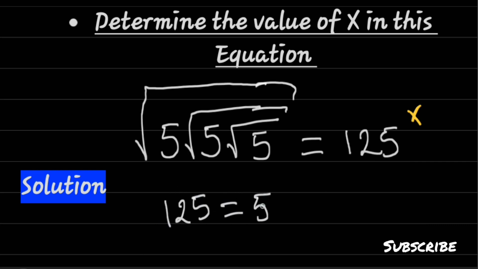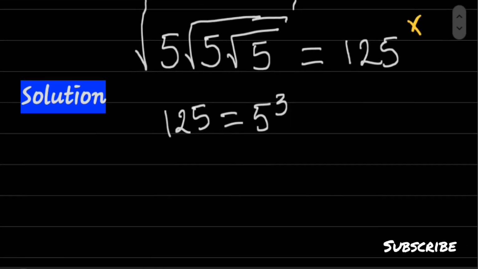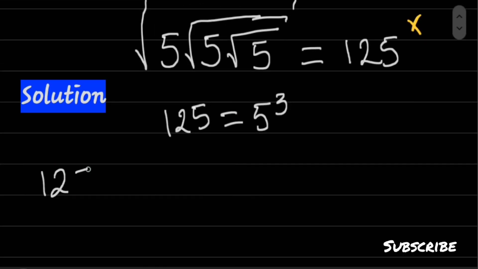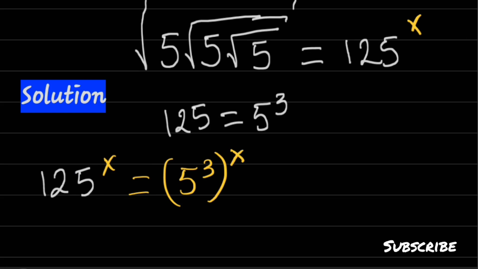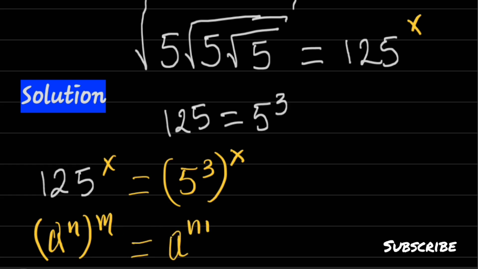Okay, we know that 125 is equal to 5 cubed. That is, 125 to the power x will be equal to 5 cubed to the power x. We also know that (a to the power n) to the power m is equal to a to the power n times m. This means that this will be equal to 5 to the power 3 times x, that's 3x. We're going to replace this into this equation.